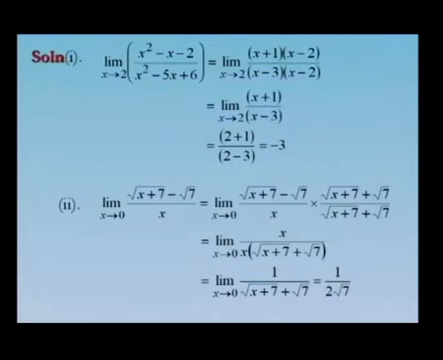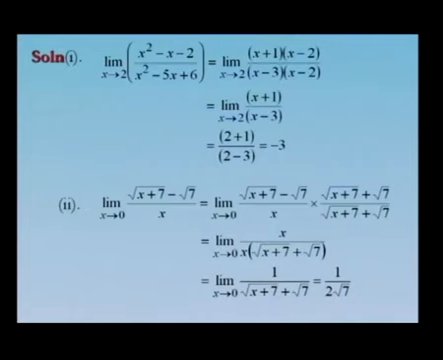Here, limit x tends to 2, (x square minus x minus 2) upon (x square minus 5x plus 6). So we can see that x square minus x minus 2 has the factors x plus 1 and x minus 2, and the denominator x square minus 5x plus 6 has the factors x minus 3 and x minus 2. So this limit can be written as limit x tends to 2, (x plus 1) into (x minus 2) upon (x minus 3) into (x minus 2).